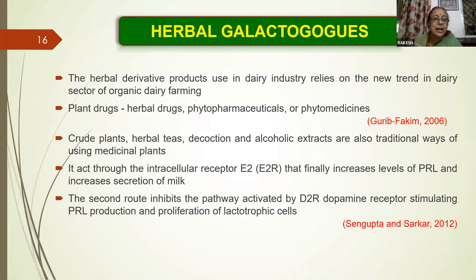Then the herbal drugs act through the intracellular receptor E2R that finally increases the level of prolactin and increases the secretion of milk. The second route inhibits the pathway activated by the D2R dopamine receptor, stimulating prolactin production and proliferation of lactotrophic cells.